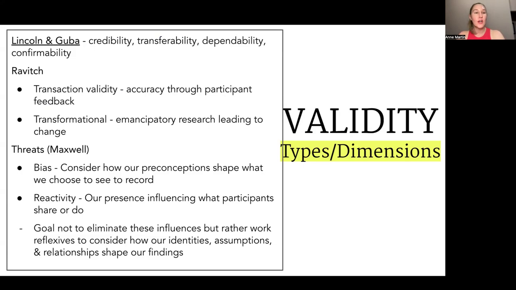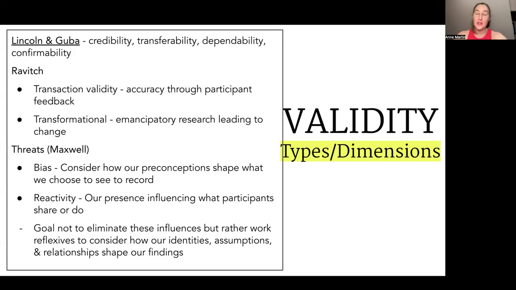Ravage gives us a few more. She talks about transaction validity, which has to do with accuracy through participant feedback. So, based on where you are on the continuum or in terms of paradigm, this might be of utmost importance to you in your study. Also, transformational validity, thinking about the emancipatory potential of research leading to change and how valid research is, or how effective or how transformational research is as a metric of quality.